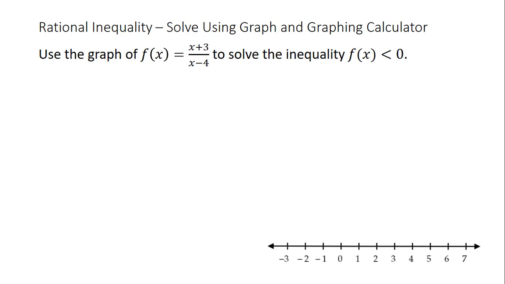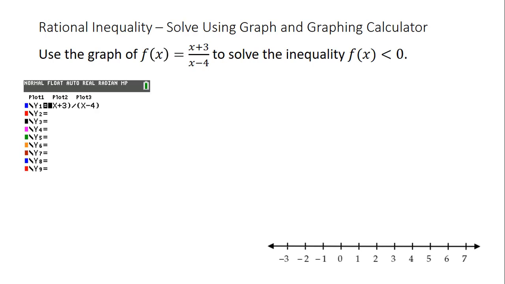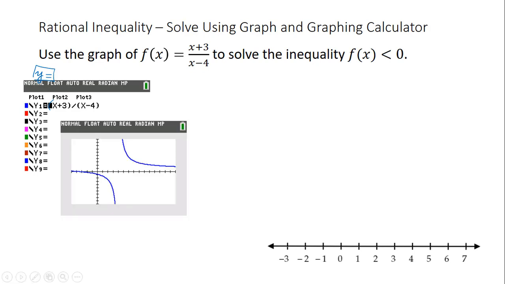So the first thing we want to do is input our function into the equation editor on the calculator by pressing the y equals key. And then we're going to input the numerator and denominator of this function in parentheses. So we'll have parentheses x plus 3, close parentheses, divided by parentheses x minus 4, close parentheses. And then we can graph in the standard viewing window.